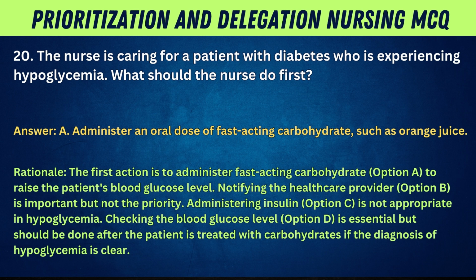Rationale. The first action is to administer fast-acting carbohydrate, option A, to raise the patient's blood glucose level. Notifying the healthcare provider, option B, is important but not the priority. Administering insulin, option C, is not appropriate in hypoglycemia. Checking the blood glucose level, option D, is essential but should be done after the patient is treated with carbohydrates if the diagnosis of hypoglycemia is clear.